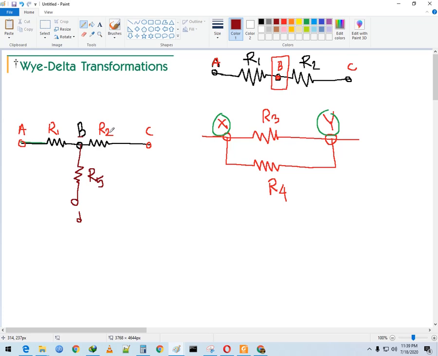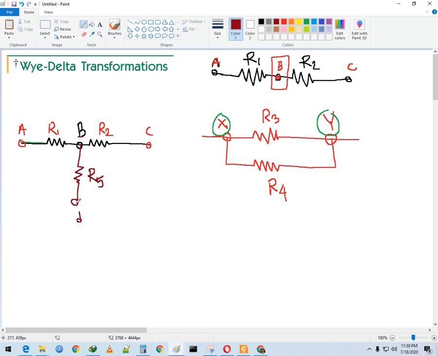So okay, let's try the last one. Are R2 and R5 in series? No, they are not in series, because this node B is shared. So we cannot call this kind of circuit series or parallel.